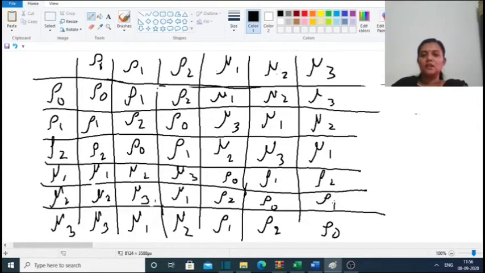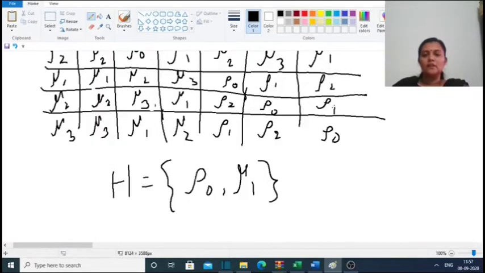So we wrote the multiplication table of S3. We know that rho 0, rho 1, rho 2, mu1, mu2, mu3 are the elements, and the multiplication table is: in the first row rho 0, rho 1, rho 2, mu1, mu2, mu3. In the second row, the operation with rho 1: rho 1, rho 2, rho 0, mu3, mu1, mu2. Then rho 2, rho 0, rho 1, mu2, mu3, mu1. Then mu1, mu2, mu3, rho 0, rho 1, rho 2. Then mu2, mu3, mu1, rho 2, rho 0, rho 1. Then mu3, mu1, mu2, rho 1, rho 2, rho 0.